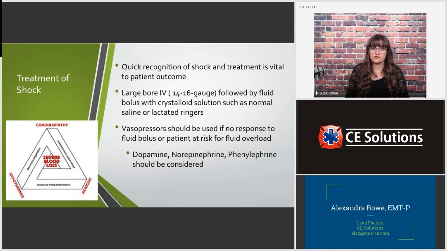Vasopressors should be used if no response to fluid bolus or if patients are at risk for fluid overload. Personally, dopamine is one of my favorite meds to give just because I understand how dopamine works. There's other options like norepinephrine, so Levophed, phenylephrine, all of those, it just really depends on what you carry on your ambulance. Real quick, so dopamine, a lot of people don't like using it just because it's such a wide range of doses. And that's why I like it, because it gives you different effects in the body.